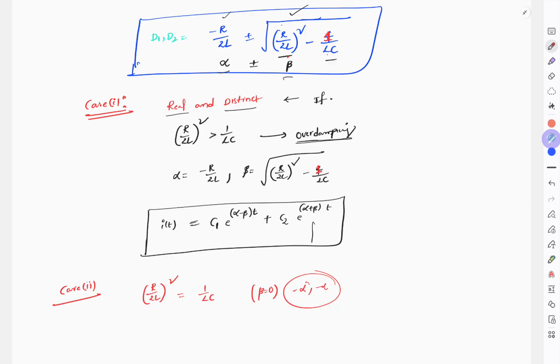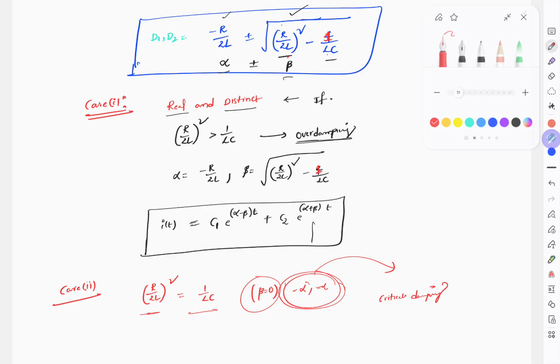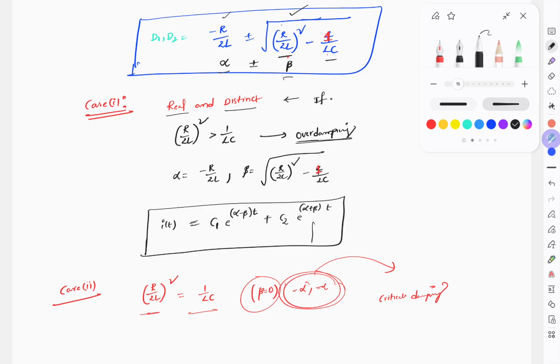What are you expecting from this? What are you going to get from here? It means that if these two are equal, if beta equal to 0, if only alpha exists, then this is a critically damped system. Critically damped system. Got it? You're understanding me, right? Why is it a critically damped system? You need to have this important note.